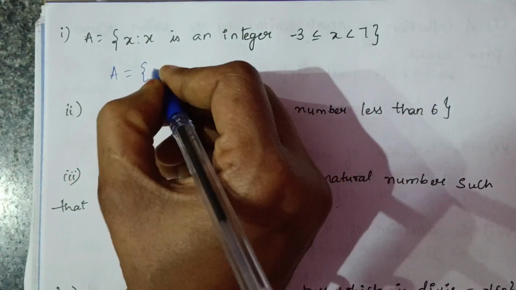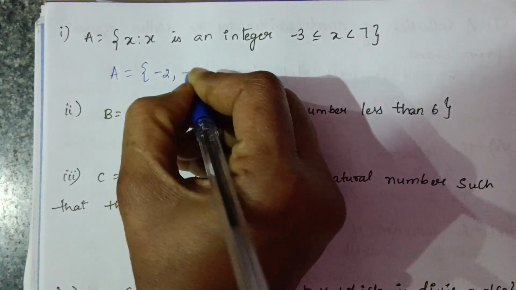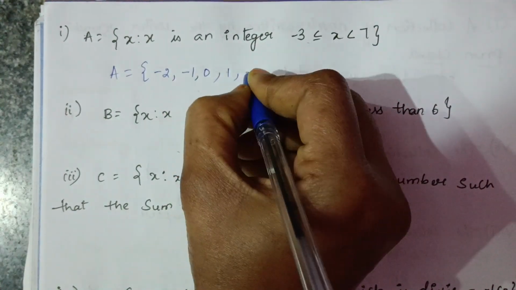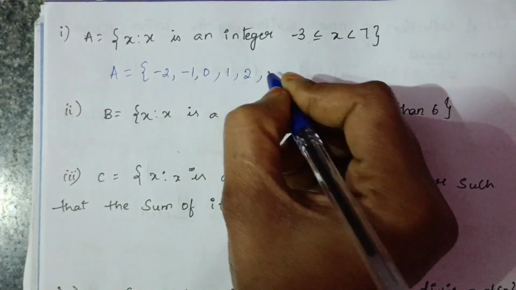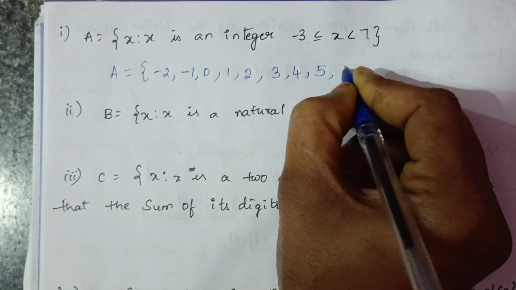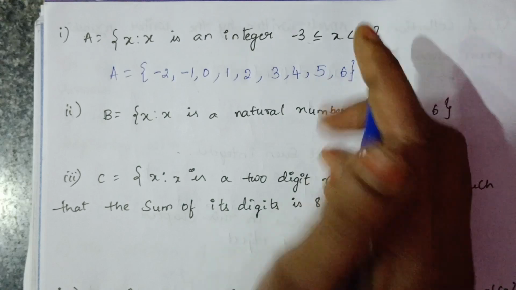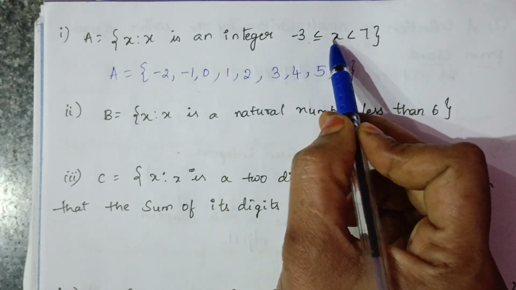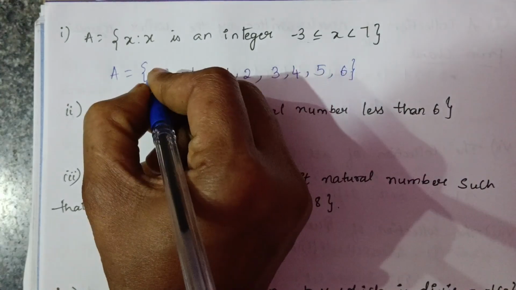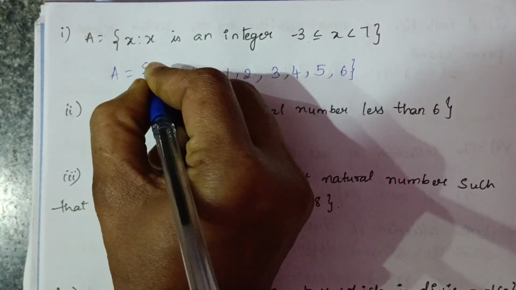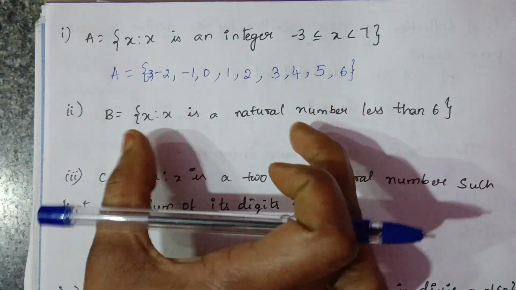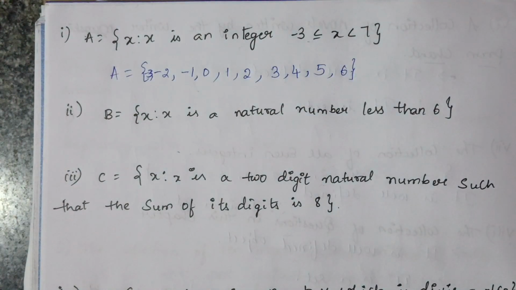Greater than or equal to -3 means we get -3, -2, -1, 0, and less than 7 means 1, 2, 3, 4, 5, 6. One more thing here, I made a mistake: x is greater than or equal to -3 means -3 is also included. This is the roster form of the set, and what they gave is the set builder form.